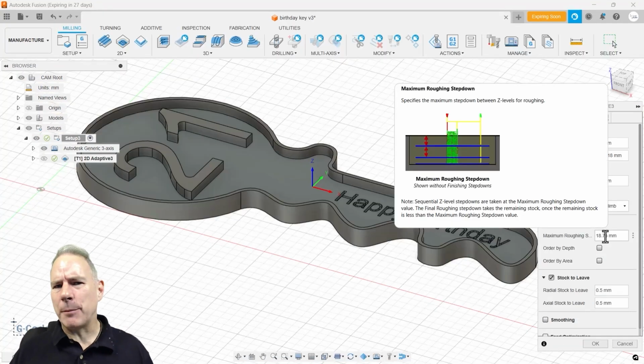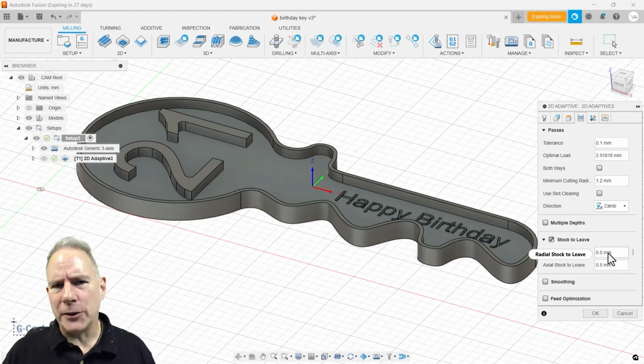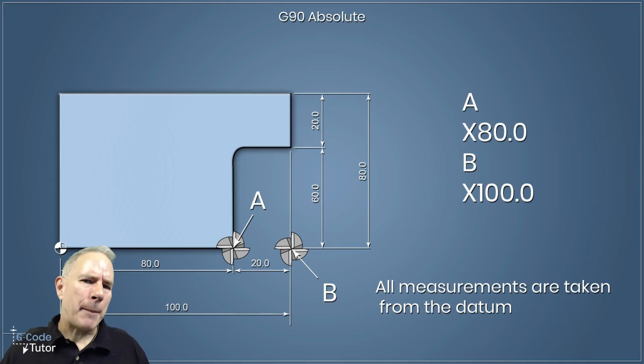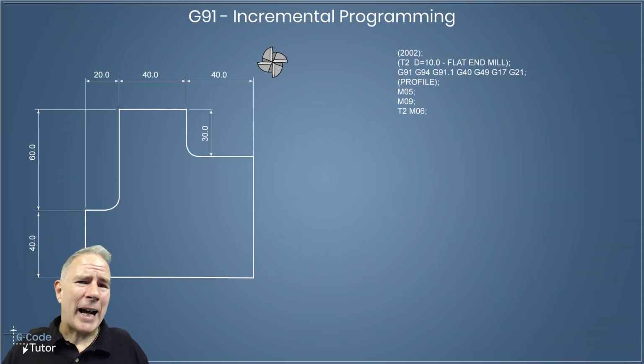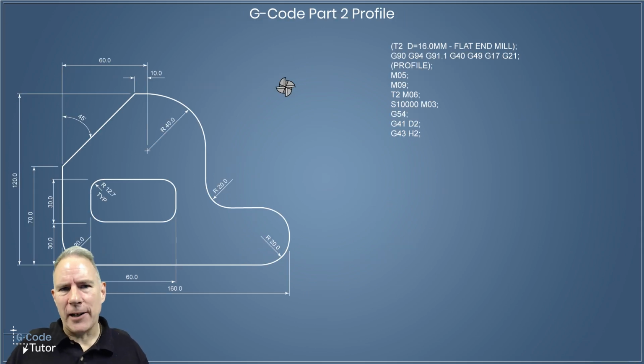So we're going to cover every subject there, and once we finish with Fusion, we're going to move on to learning about G-code. So we're going to learn about the difference between absolute and incremental, we're going to look at how the coordinate system works, and we're going to write some basic programs of G-code so you can have a basic understanding of what Fusion is outputting to your machine.